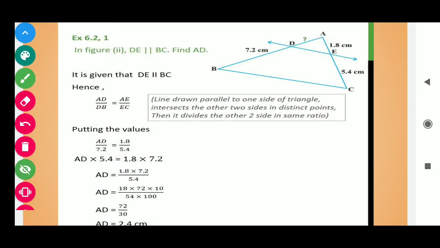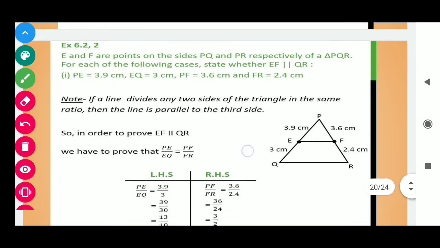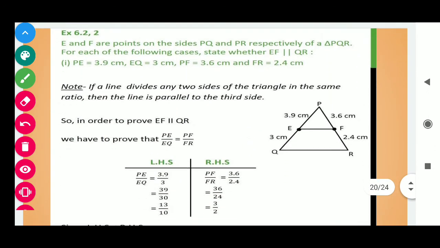The value of AD we have to determine, and DB is 7.2, AE is 1.8 and EC is 5.4. By doing the cross multiplication, the decimals will cancel out, and you can see here a simple calculation is there. 10 to 0 cancel out, and by solving this we get 72 over 30. And students, in this way we get AD is equal to 2.4 centimeter. So students, in this way we have completed question number 1.